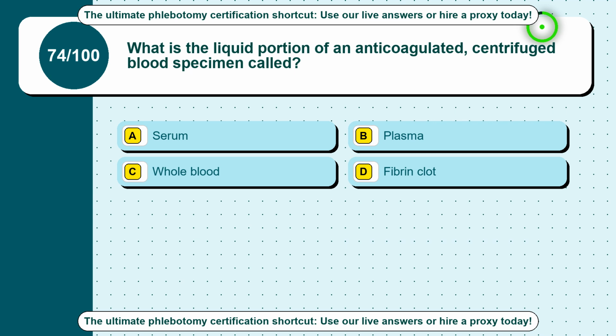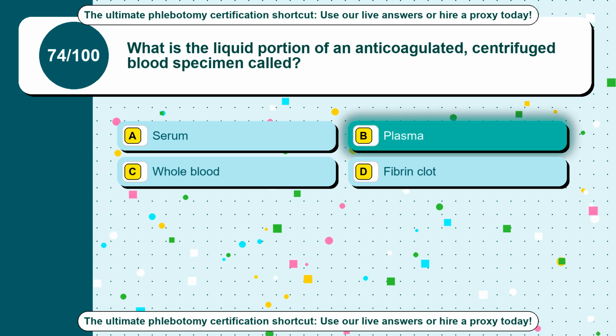Question 74. What is the liquid portion of an anticoagulated, centrifuged blood specimen called? Option A, serum. Option B, plasma. Option C, whole blood. Option D, fibrin clot. The correct answer is option B, plasma.